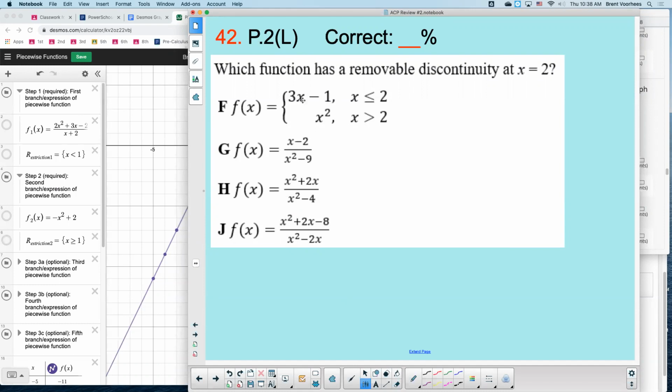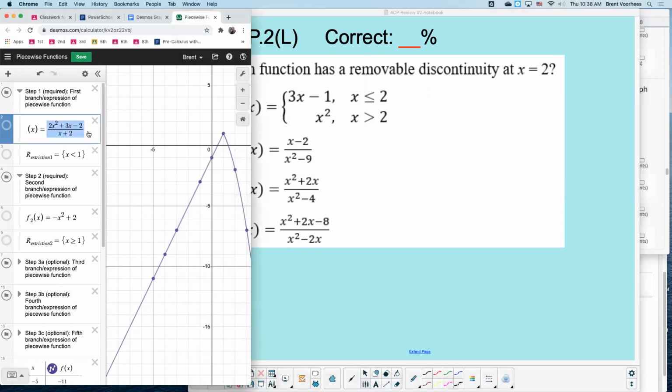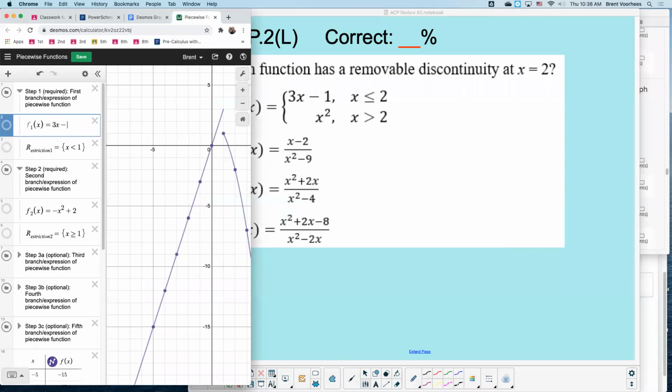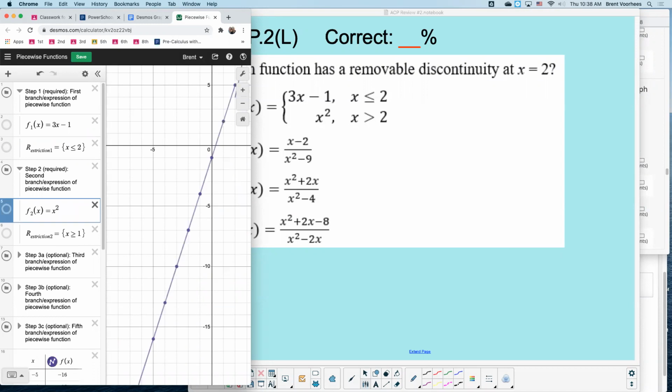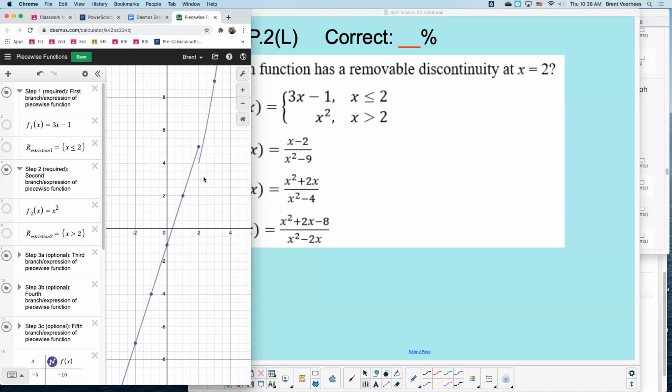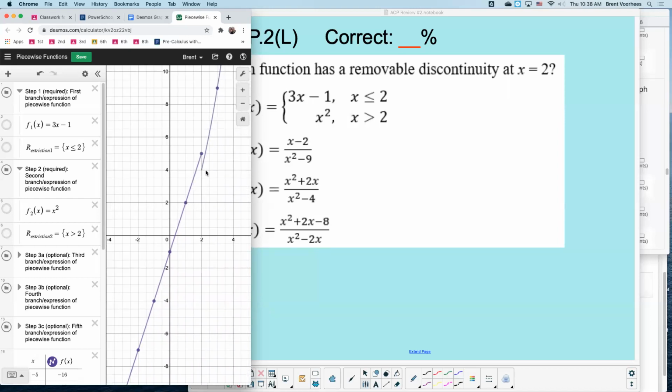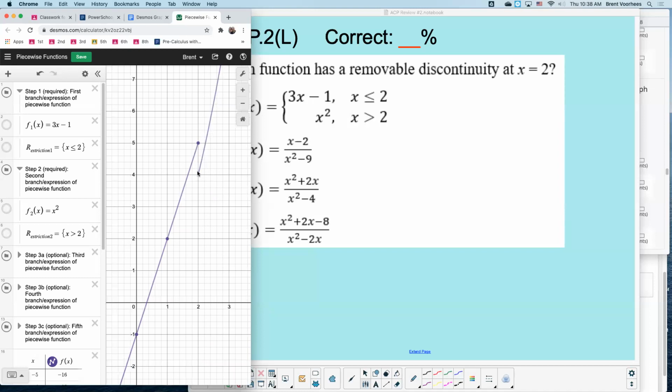All right, we're going to see which one's different now. So I'm going to graph this as piecewise. 3x minus 1, and x is less than, or I'm going to hit the equal sign, equal to 2. The other problem is x squared with x greater than, so I'll delete, and I'll make that equal sign go away, 2 this way. At 2, do we call that a removable? When you look at my picture, is that a removable?